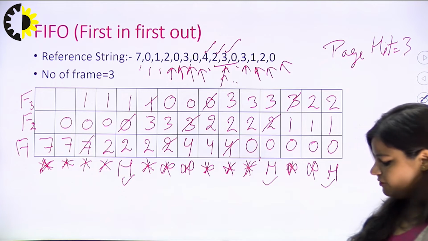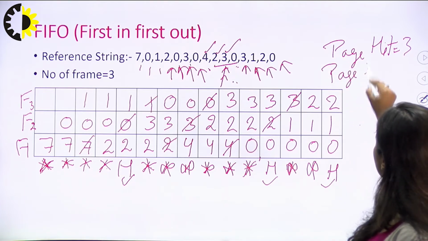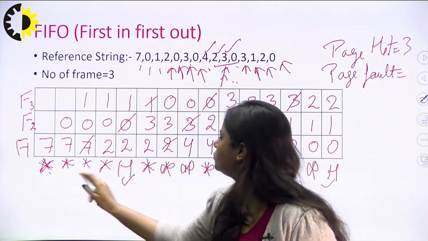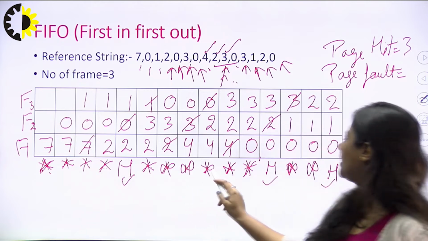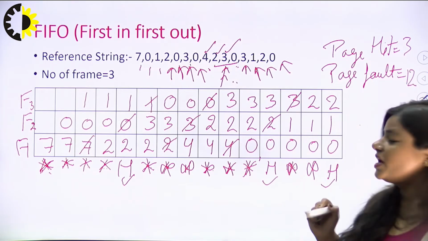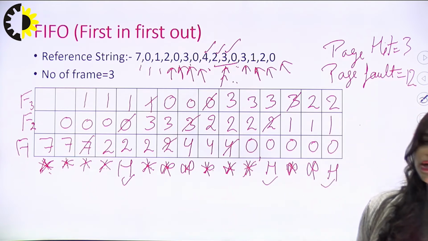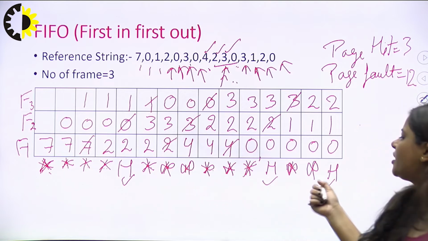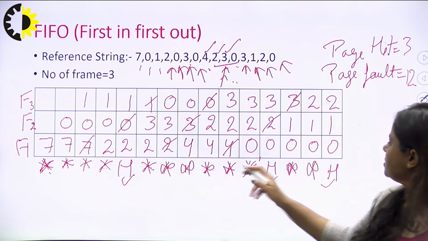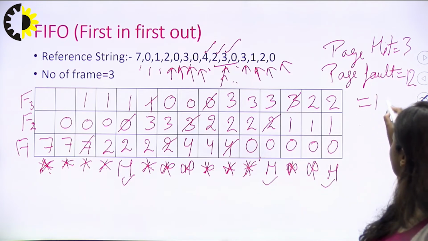And we have to find out the page faults or page misses. So 1, 2, 3, 4, 5, 6, 7, 8, 9, 10, 11, 12. It is 12. So we have 3 page hits and 12 page faults. Complete references: 1, 2, 3, 4, 5, 6, 7, 8, 9, 10, 11, 12, 13, 14, 15. So the total number of references is 15.